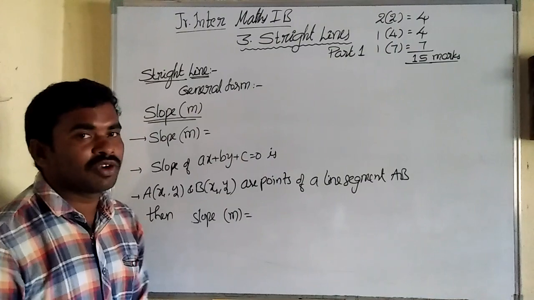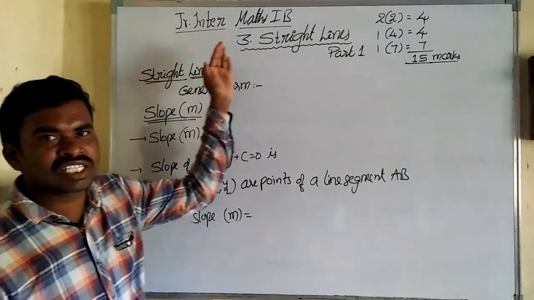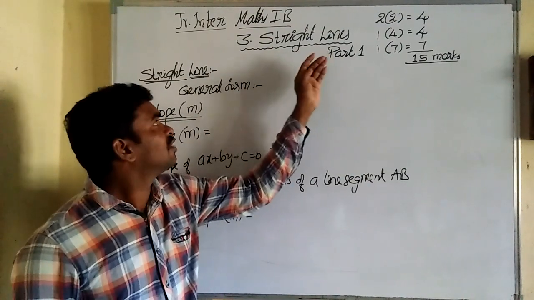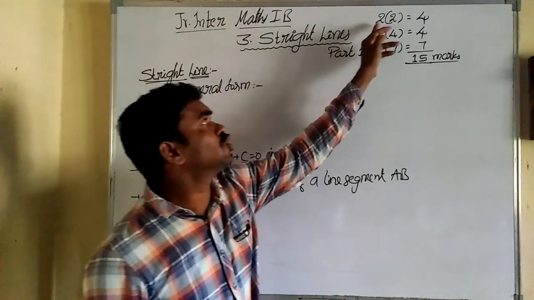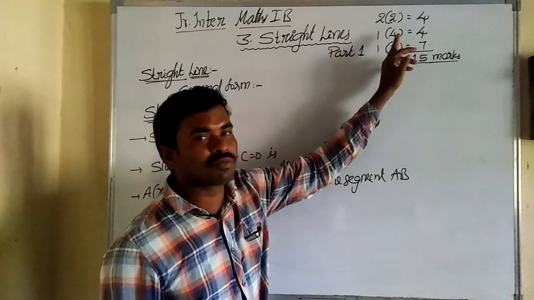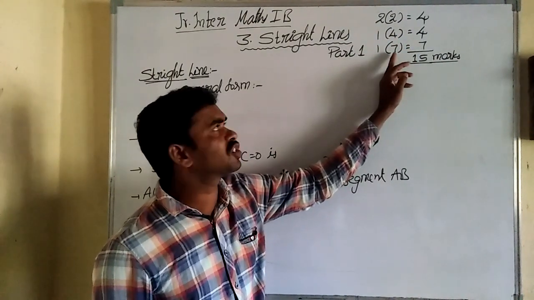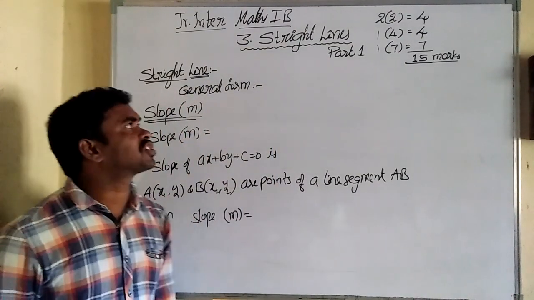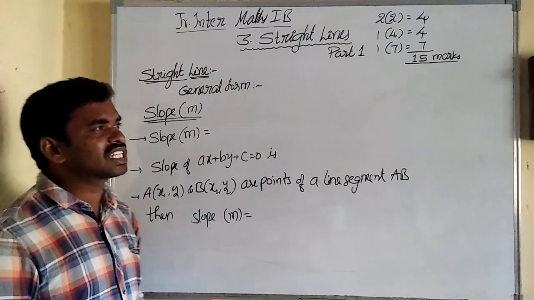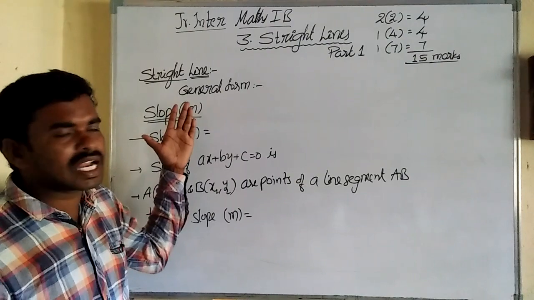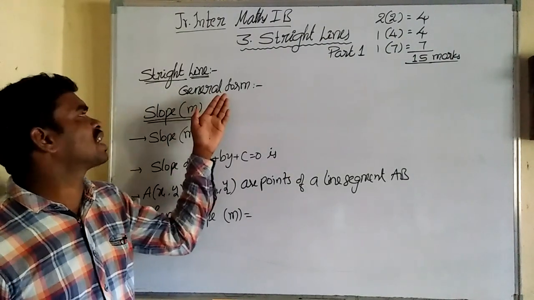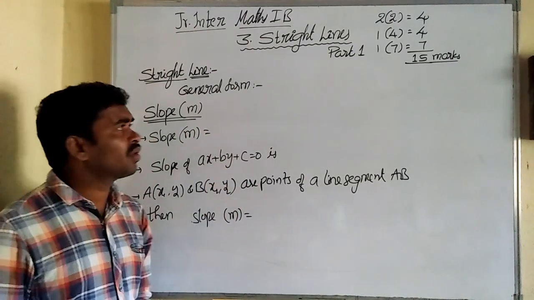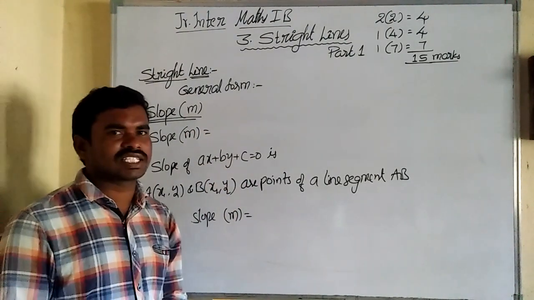Today in this class we are going to discuss intermediate first year Maths 1B, the third chapter, straight lines. From this chapter we can get two 2 marks questions, one 4 marks question, one 7 marks question, completely 15 marks syllabus it consists. So in this part 1 we discuss about what is a straight line, what is the general form of straight line, and how to find slope in different ways. Okay, this we are going to discuss.